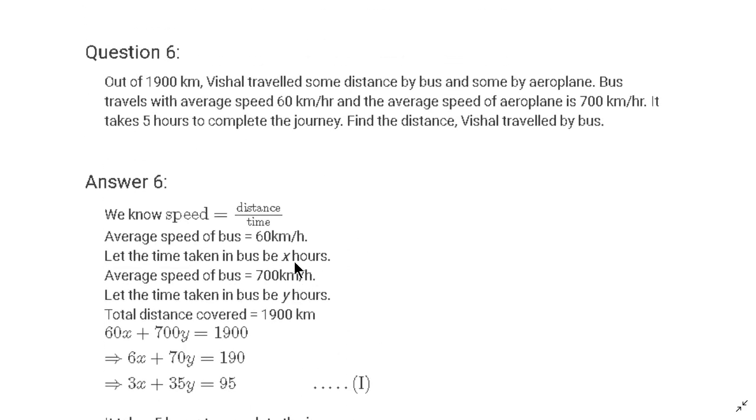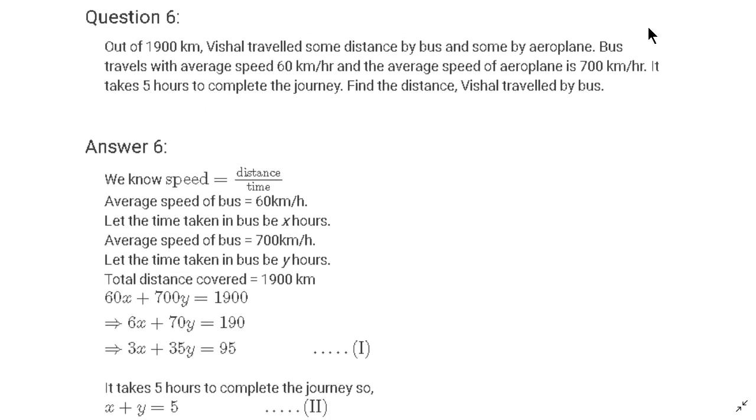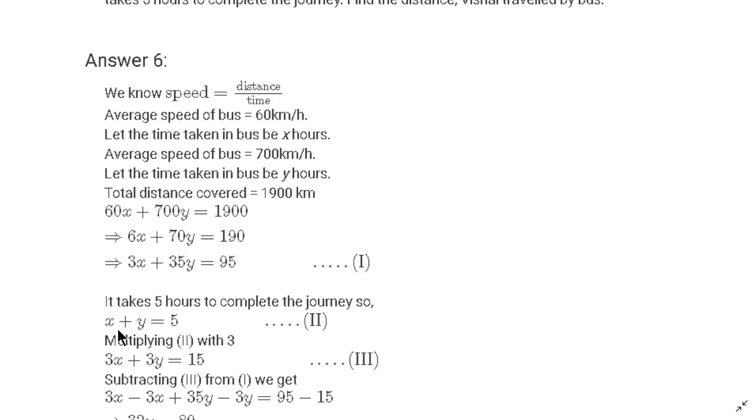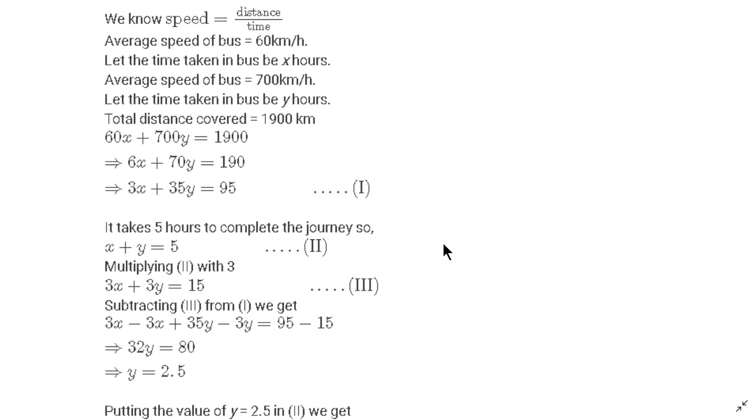Similarly, what is the second condition? It takes 5 hours to complete the journey. We assumed the time taken by bus is x and by aeroplane is y, so x plus y is equal to 5. This is our second equation. You should identify the conditions in the example and use them. So we got two simultaneous equations in two variables. Now we will solve them.